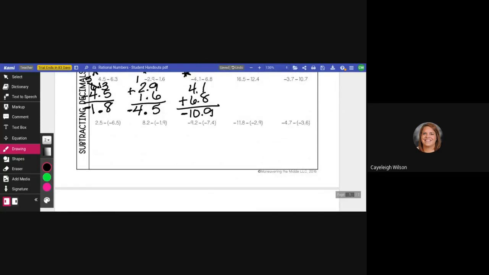All right, we're going to move on to the next part of the decimal. So I'm going to start with this first one. So 2.5 minus negative 6.5.